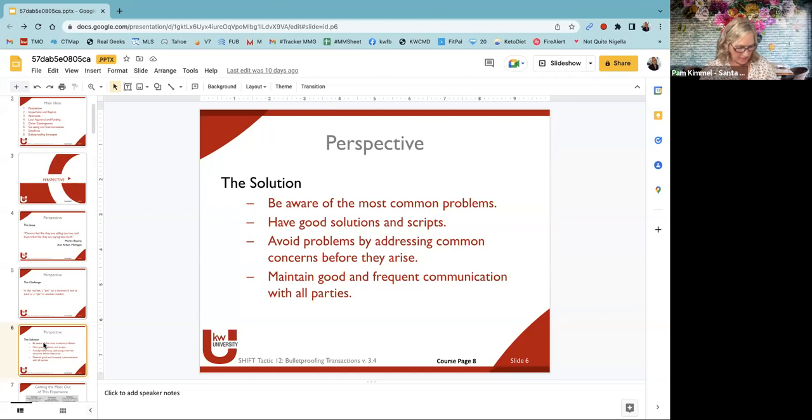And the last thing it says here is that keeping transactions together is about managing everyone's expectations and being a person who does not throw gas on the fire, right? So we don't want to be a fire starter. We want to calm all the feathers.